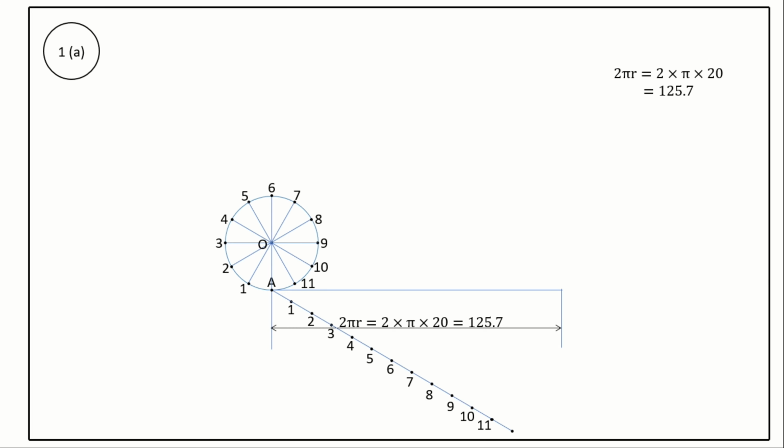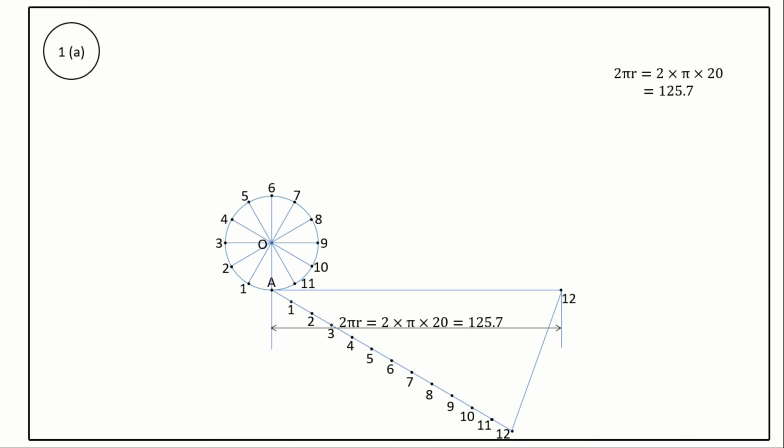Last point, locate the point 12. Distance between 11 and 12 is 10 mm. Now, the total length of the line from point A to point 12 is 120 mm and it is divided into 12 equal parts. From the point 12, draw a straight line to the end point of horizontal line and mark the point as 12.